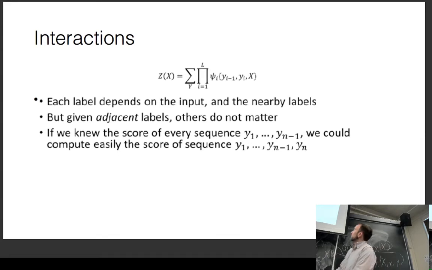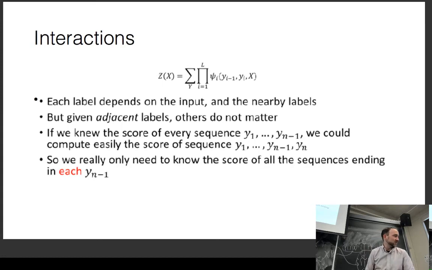And if we knew the score of every sequence y1 to y(n-1), it makes it easy to calculate the score of the sequence y1 to yn. And the reason why, you'll see in one slide. So basically, what we need to do is if we know all the scores for all the sequences leading up to this point, then we can calculate the scores for the rest of the sequences.